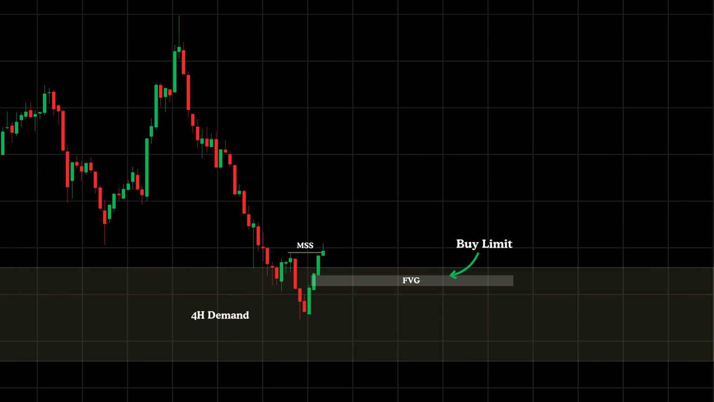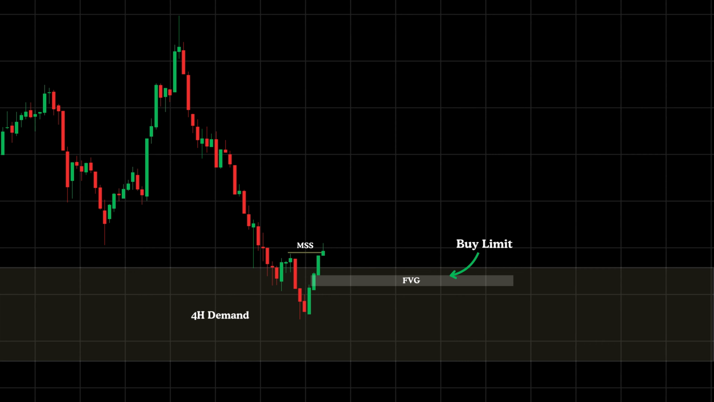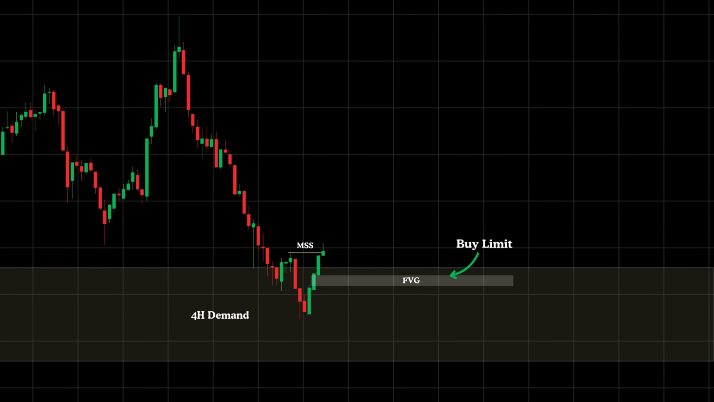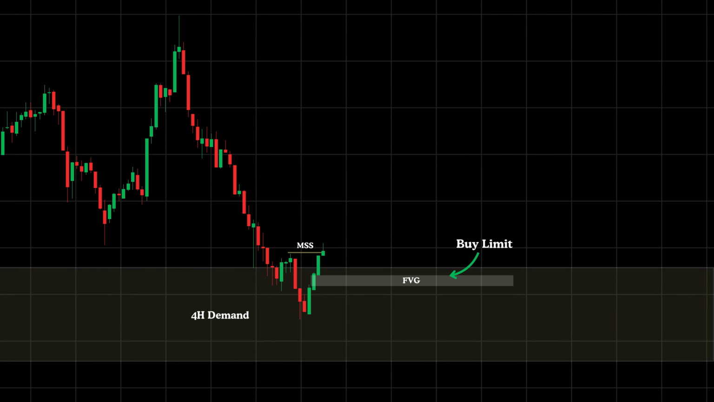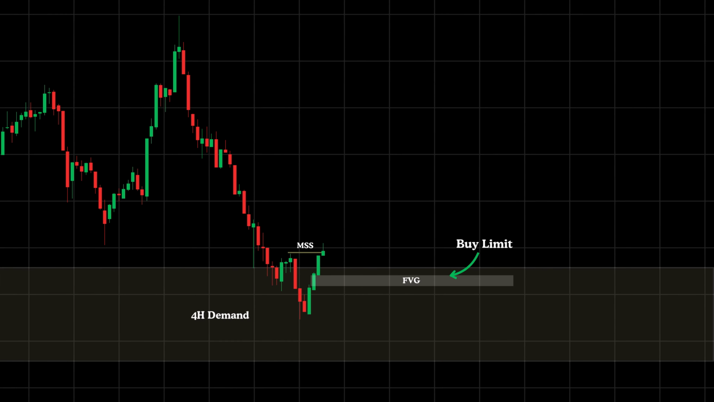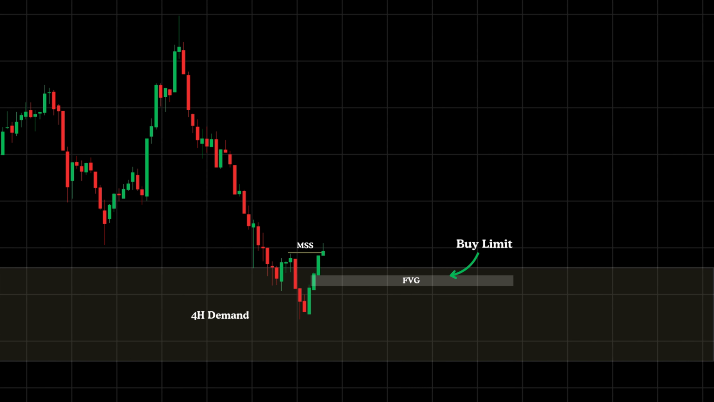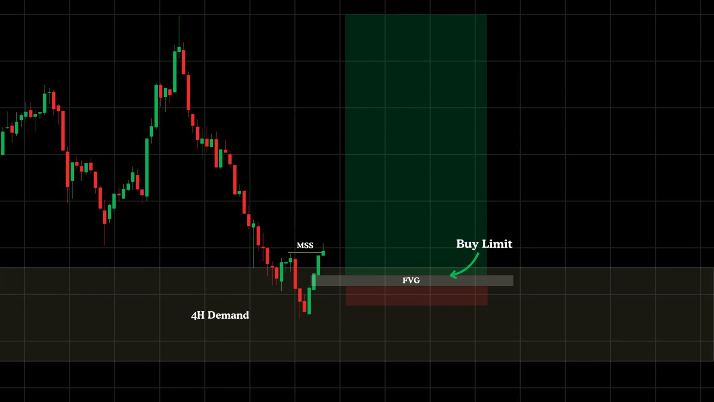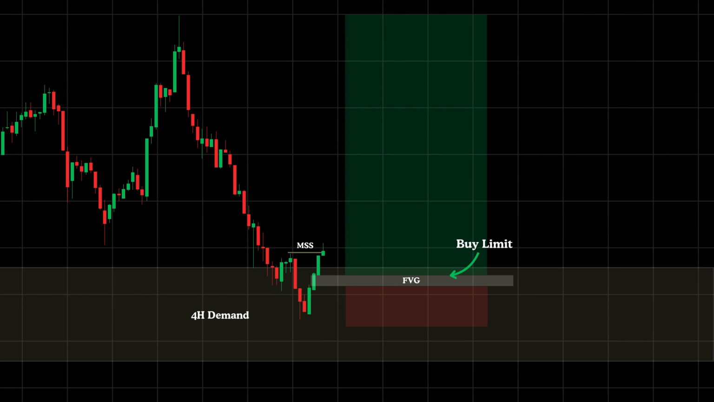If you're buying to hold as a long-term investment, your stop loss should be positioned below the 4-hour demand zone. However, if you're trading spot or margin with leverage, then your stop loss should be set just under the 15-minute swing low. Now, let's see how this trade unfolds.